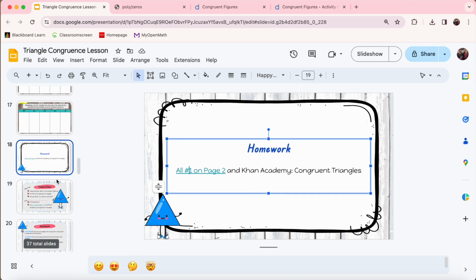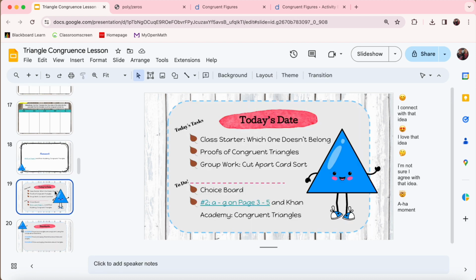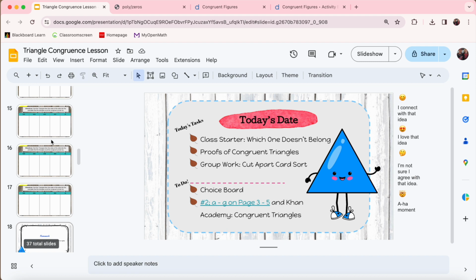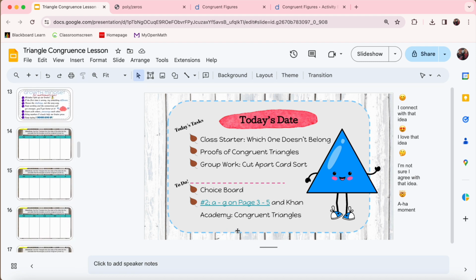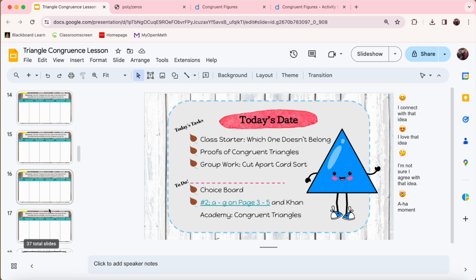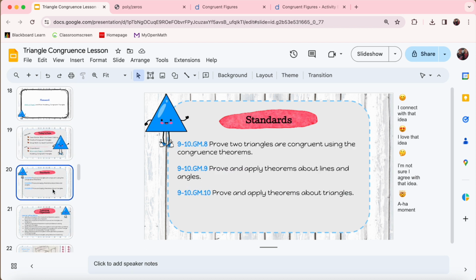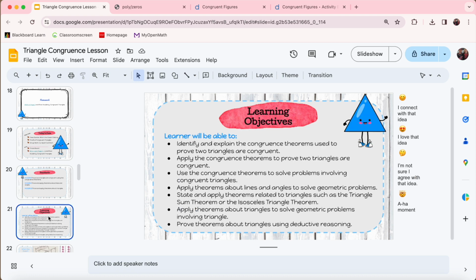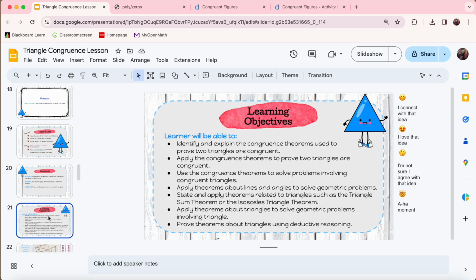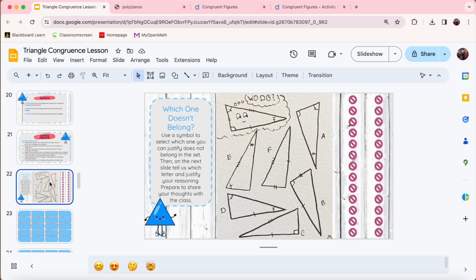This is to practice the different reasonings. All right, the next day we would do another classroom starter together, and this time we would work on the actual proofs of congruent triangles, and then we'll do some group work, and then I have an assignment. I should also say that the assignment from the day prior would also include some Khan Academy as practice as well, so I could get some instantaneous feedback. Our standards covered are the following, and then our learning objectives, so the learner will be able to do the following after our lesson.